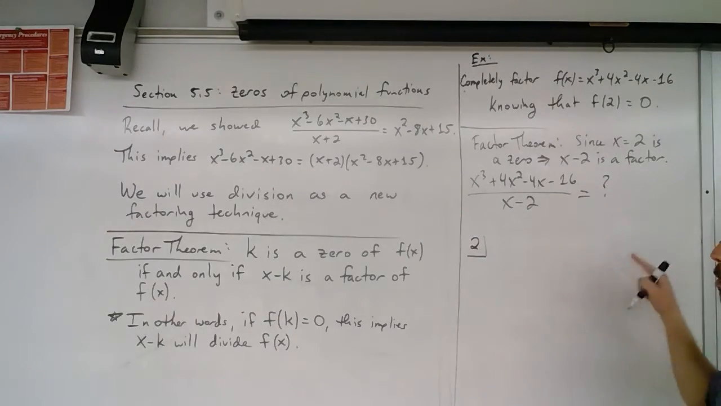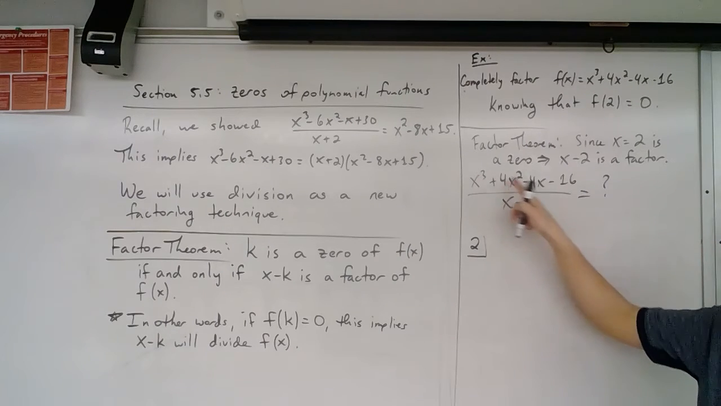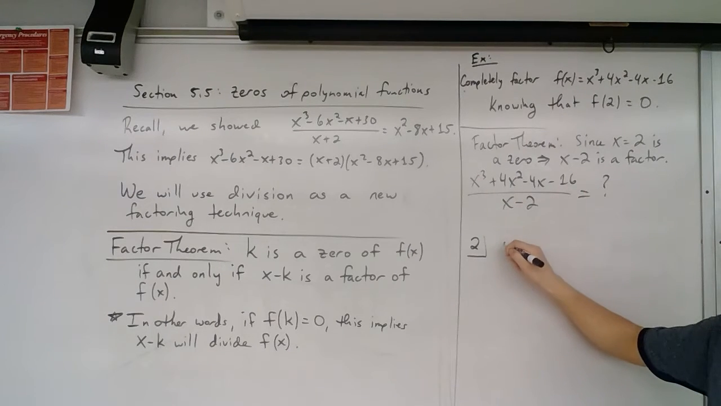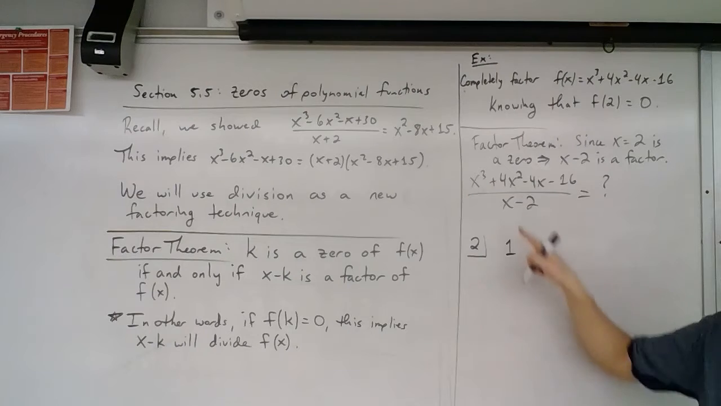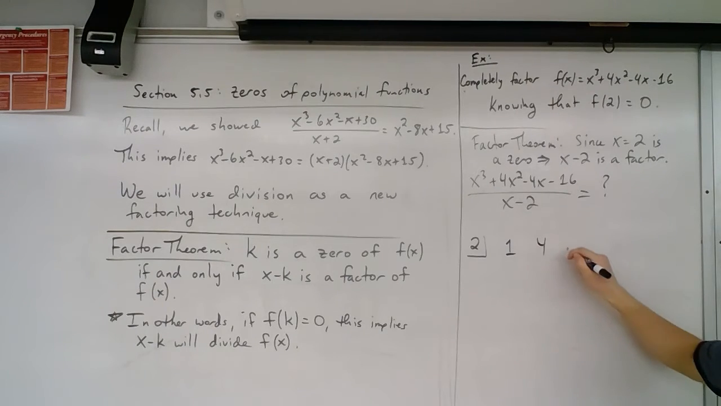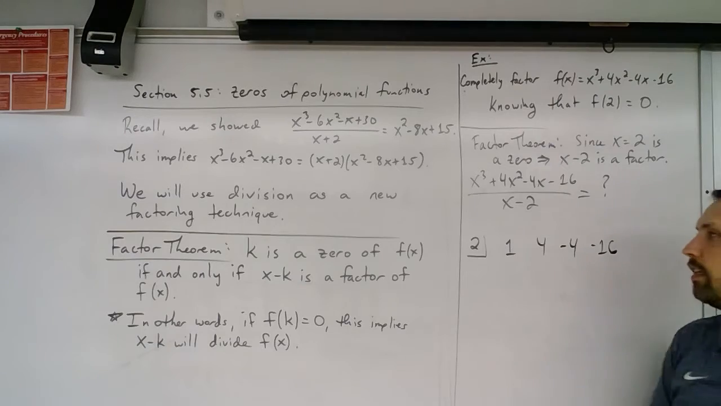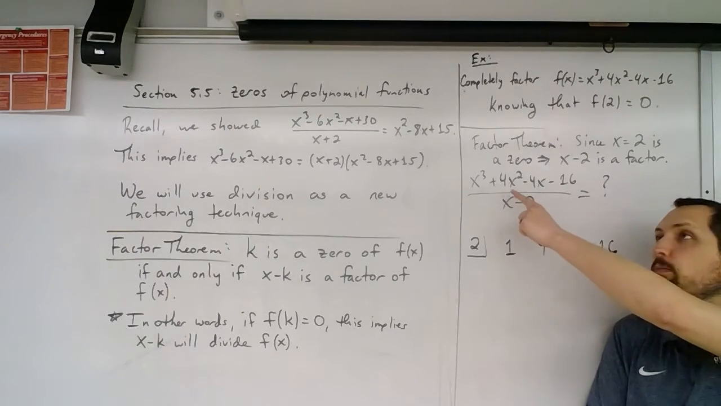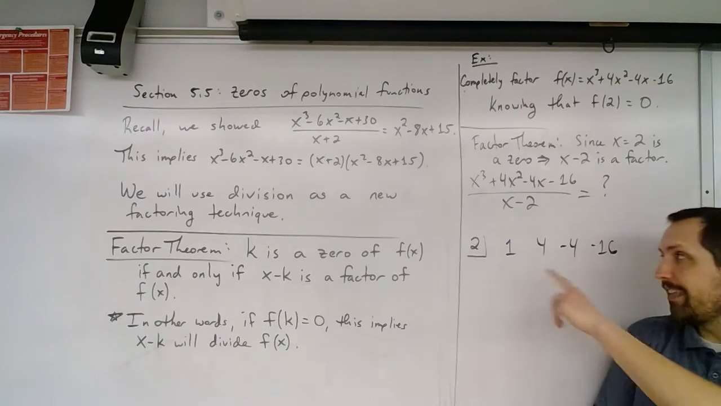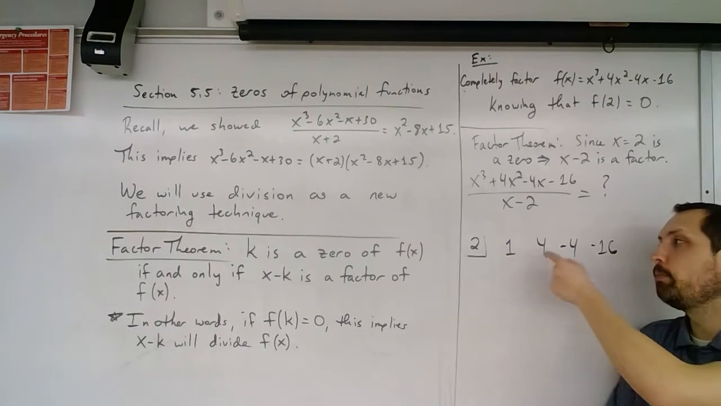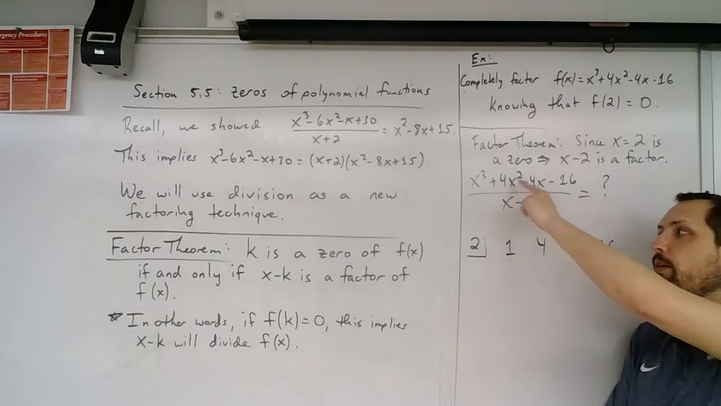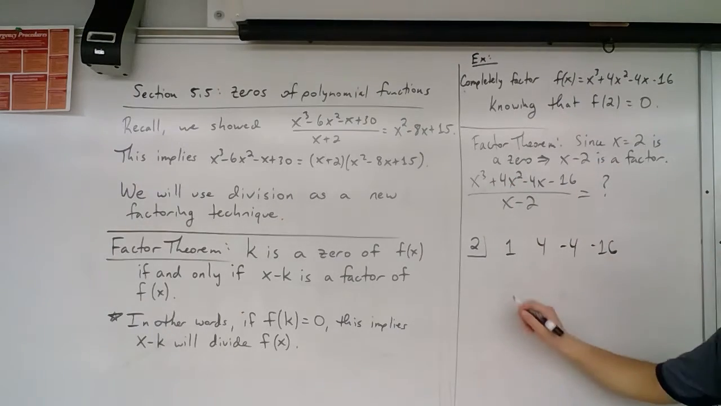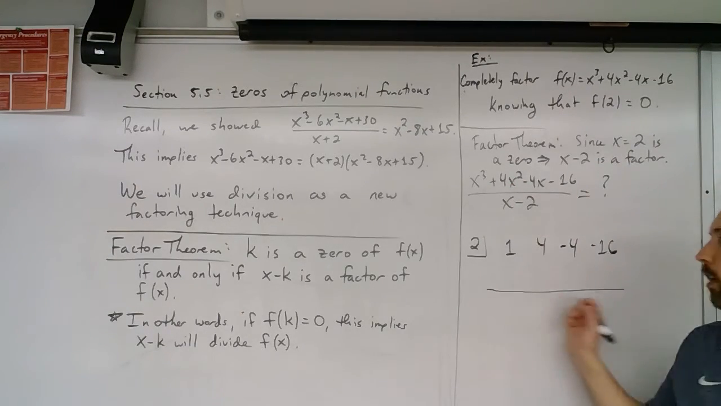Now, up top, we're going to write the coefficients of whatever we are dividing into. So we have 1 is the coefficient of x cubed, we have 4, we have negative 4, and we have negative 16. Remember, if there's a term that's missing, so if there was no x squared term, we would write a 0 there. We can't skip spaces. We have to have every power of x. So if there's not one there, put a 0. And then underneath here, we put a little line.